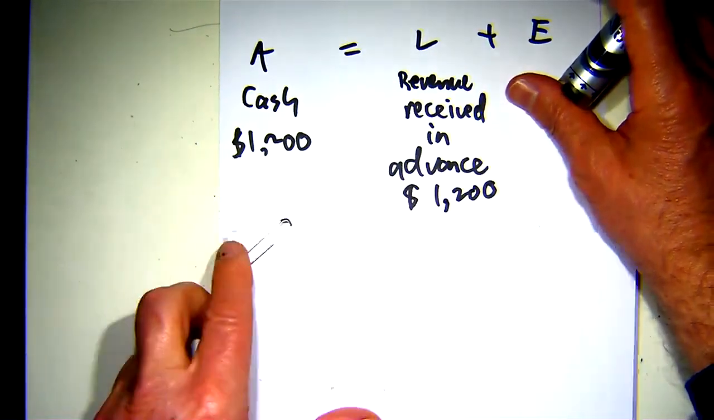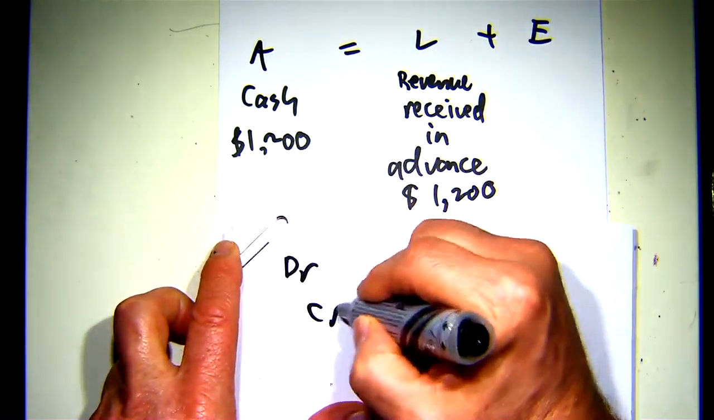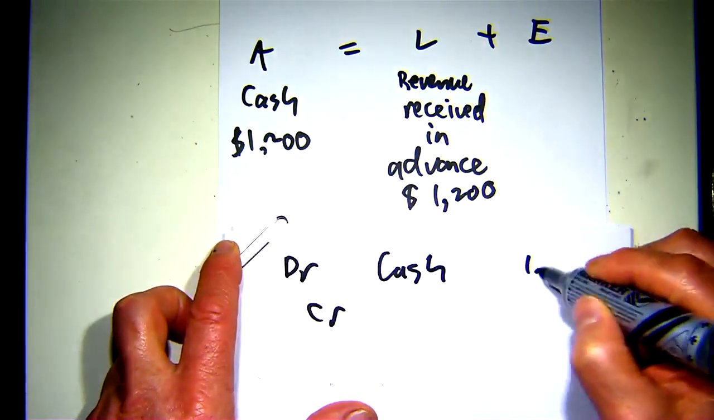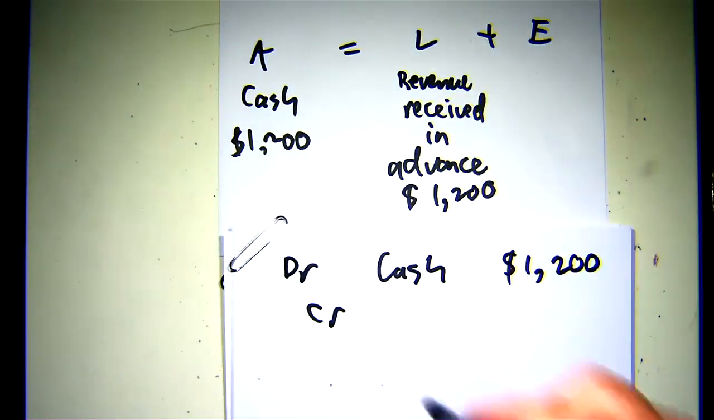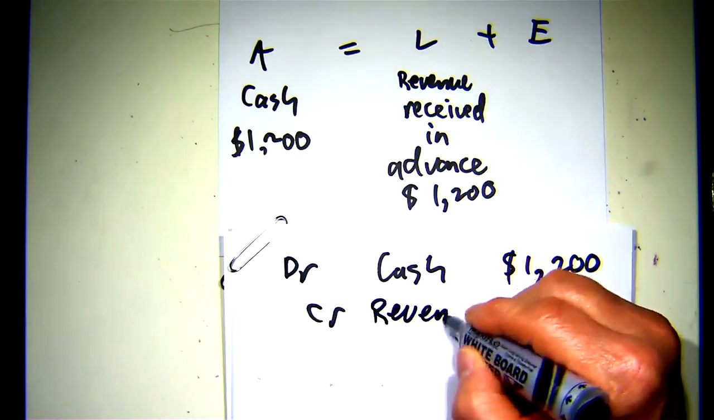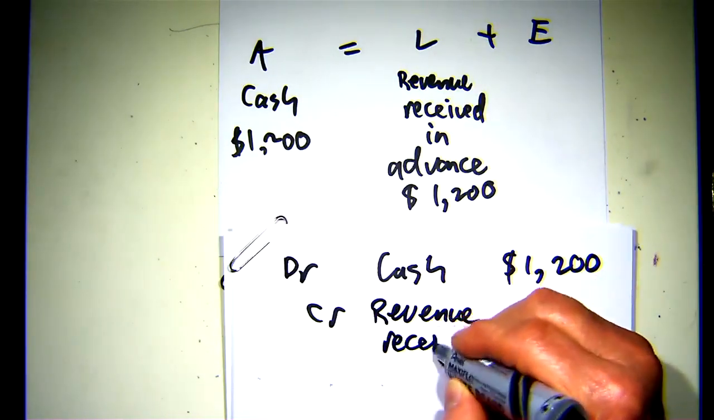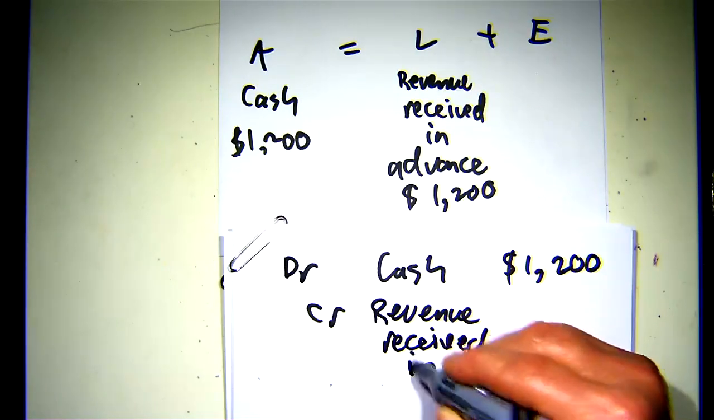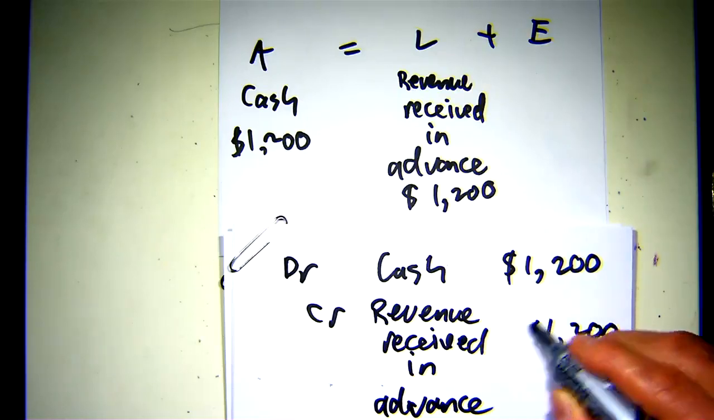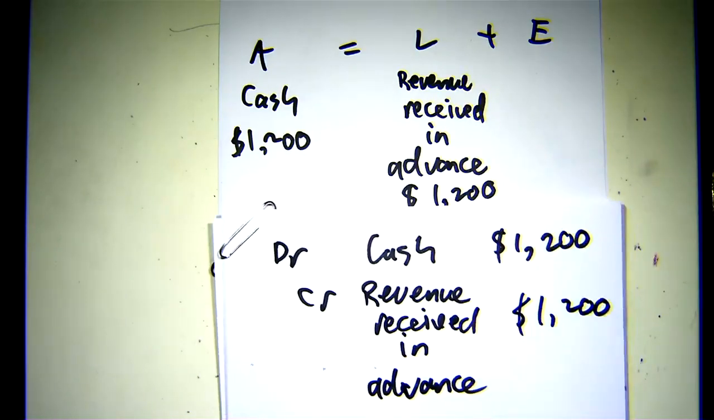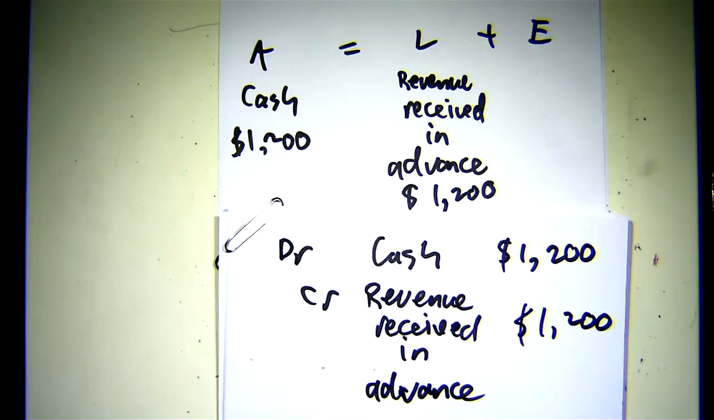And the journal entry for this will be we debit cash 1,200 and we credit the liability, revenue received in advance. Okay, so that's the journal entry where we receive cash in advance. We debit the asset, cash, and we'll create a new liability and credit that liability. Okay. Let's have a look at our next transaction.